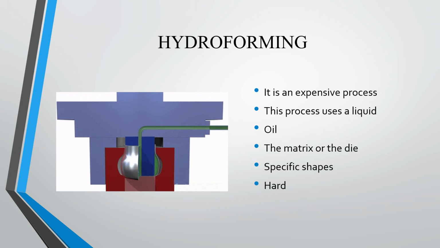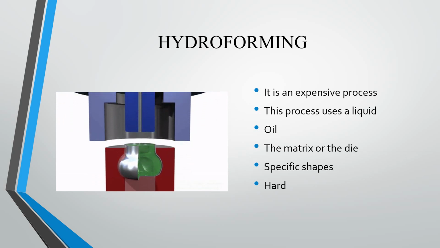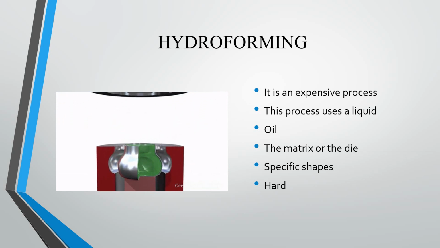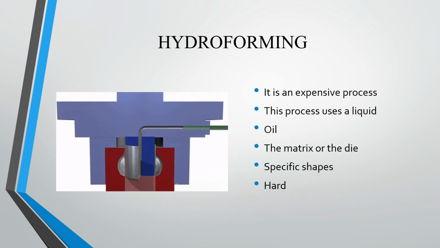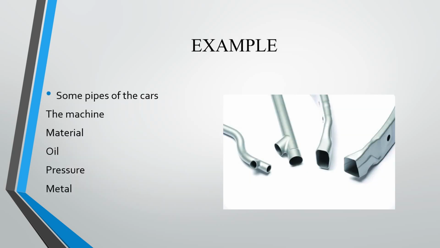So this process, as you can see, it's awesome. It's special because it is used in the companies to make hard edges of the pieces. For example, some pipes of the cars are produced with this process. The machine is closed when you want to produce those pipes. The machine uses that liquid. The material is a metal sheet.